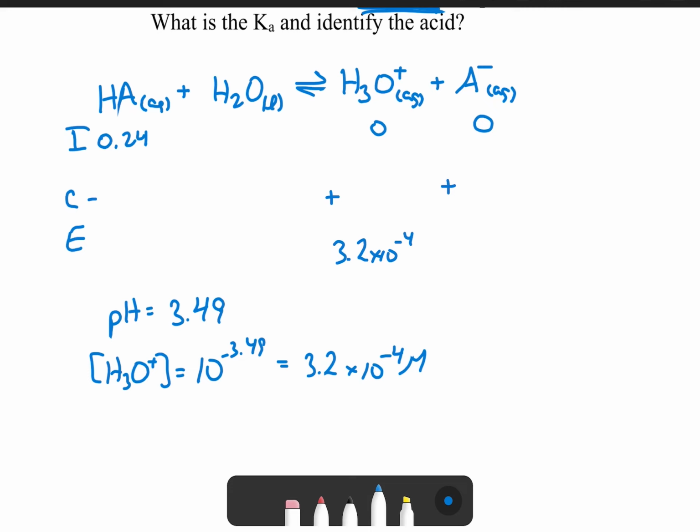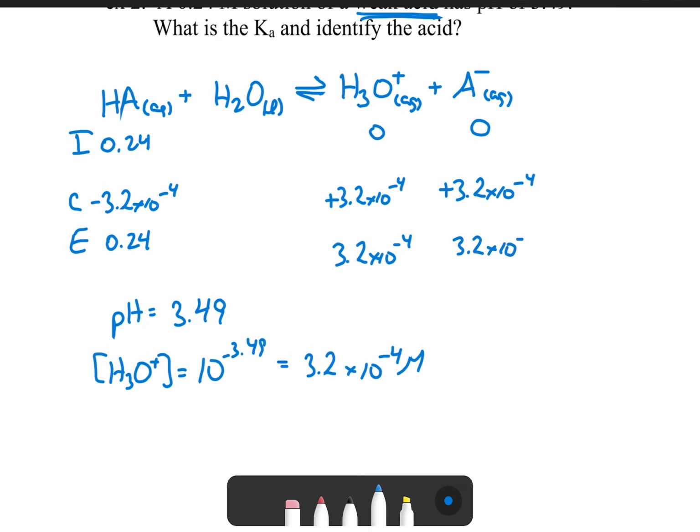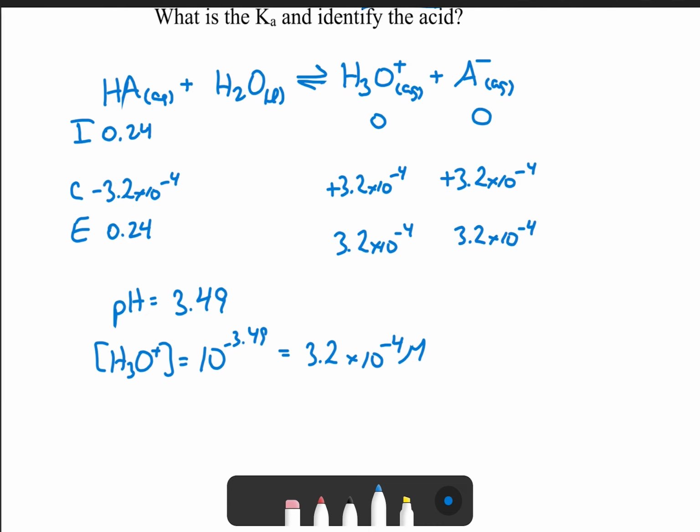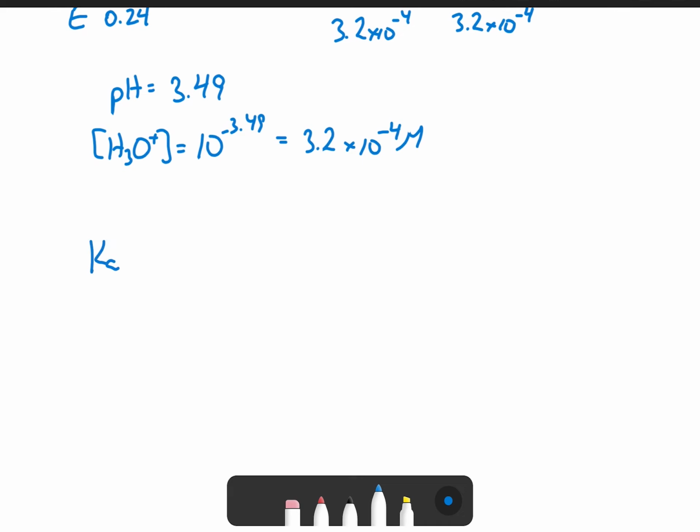3.2 times 10 to the negative 4, minus, plus, plus. Again, it's a 1 to 1 to 1 to 1 mole ratio. 3.2 times 10 to the negative 4 right across on the change line. And doing the subtraction here, 0.24 minus 3.2 times 10 to the negative 4 would give me 0.23968, which would round to just 0.24, and this would be 3.2 times 10 to the negative 4.